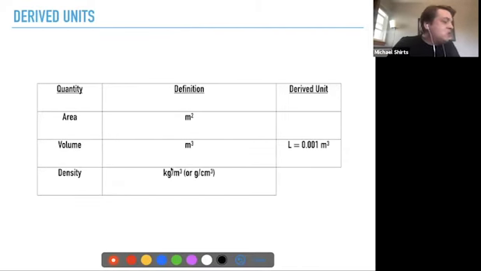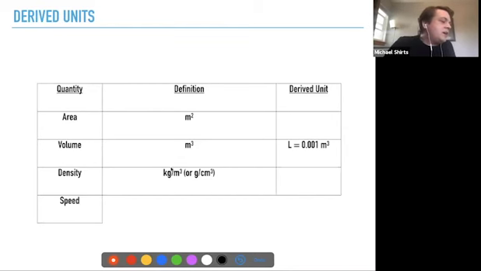Density is going to be kilograms per meter cubed. Frequently, we'll use grams per centimeter cubed, because those just seem like a little more natural units if you're dealing with small amounts of things. Again, a centimeter cubed is a reasonable amount of volume to be dealing with. A meter cubed, again, is a large volume.